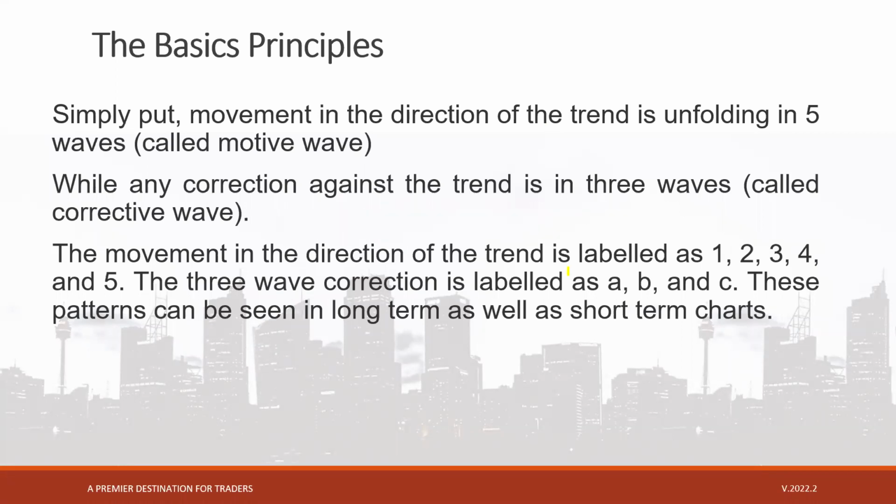Now, any correction against the trend is in 3 waves, so after the 5 waves in the direction of the trend, there's a corrective 3-wave correction. The movement in the direction of the trend is labeled as 1, 2, 3, 4, 5, and the corrective wave is labeled as A, B, C. Now, this pattern, you can see it on the chart on every single time frame, on every single instrument, on every single asset class. And here's the thing about the Forex markets.